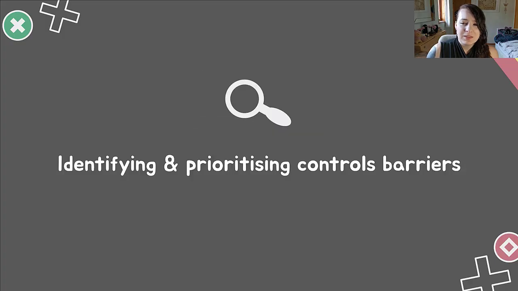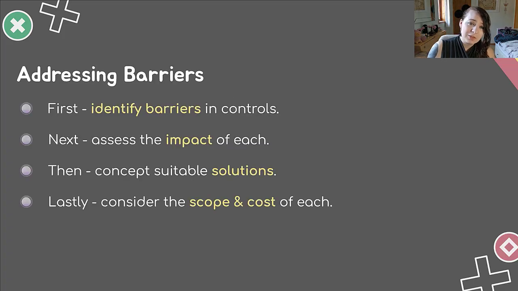So if remapping isn't the solution, then what is? How do you identify what to do? And what do you do first? What's most important? Well, first, you need to identify the barriers that exist in your game. Then you need to assess the impact of each of those barriers.